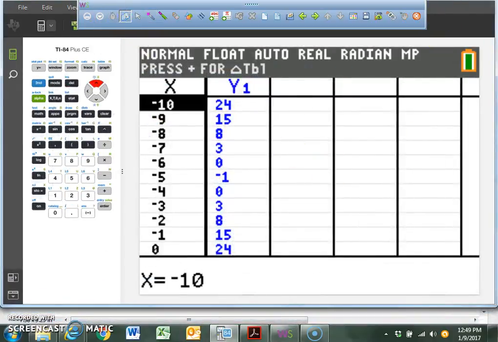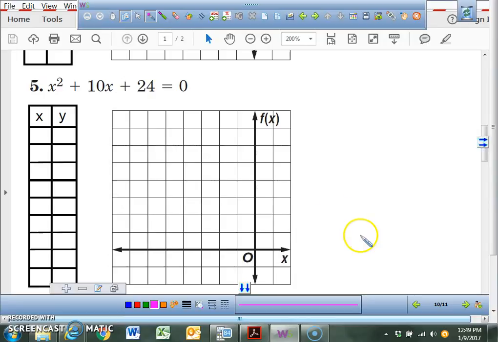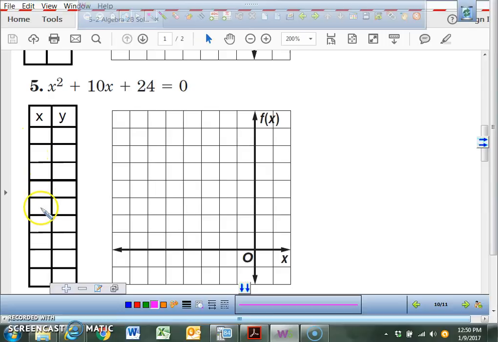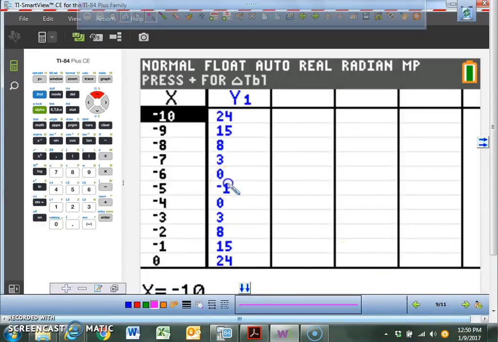Go back right here. Now, Emily, what was our vertex? What did you find as the vertex for number 5? -5, -1. So here, I'm going to go -6, -7, -8, -9, and go down. Now, here's how we found it. If you look at this table, you can easily see that the y values right here are symmetrical on either side of this axis of symmetry.